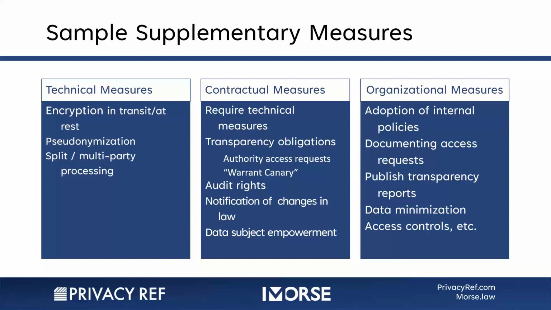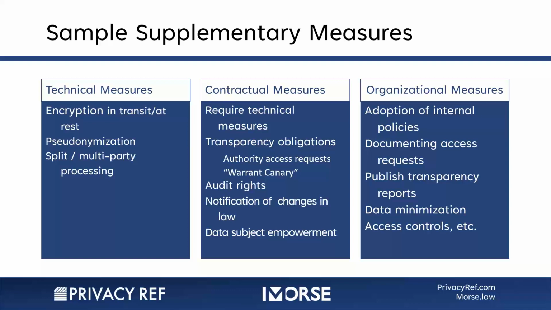Another way is through split or multi-party processing, where multiple importers are doing processing independently of each other, and neither have enough information to identify what the purpose of the processing is, nor the identifying information for a particular individual. And when their independent processing is done, the results are sent back to the exporter, they combine it, and then they complete the processing for whatever the purposes were.